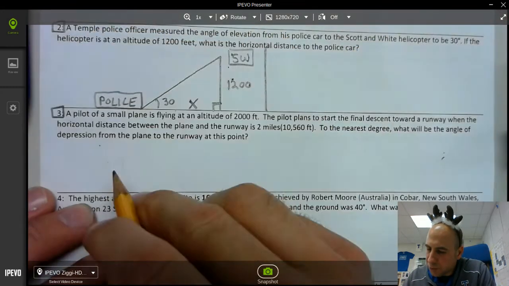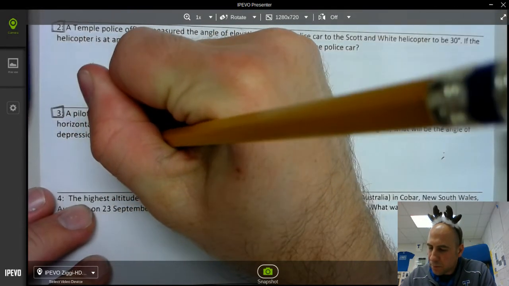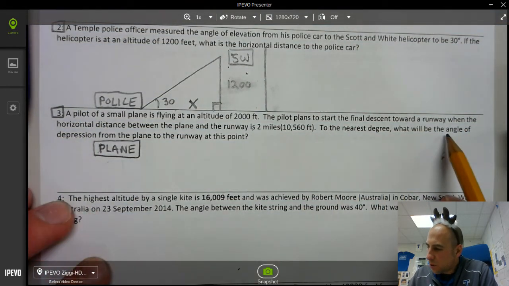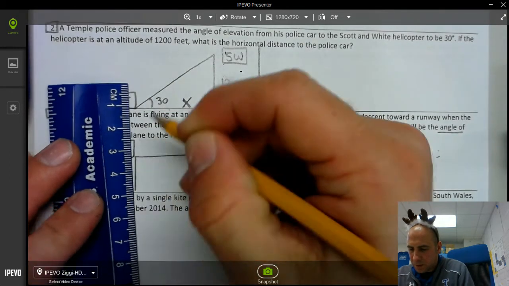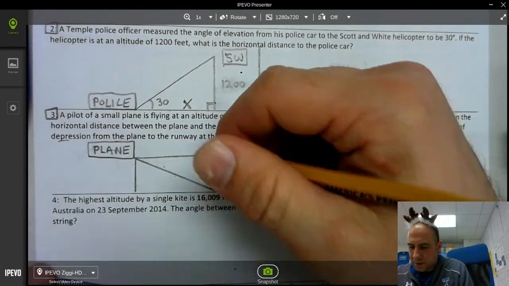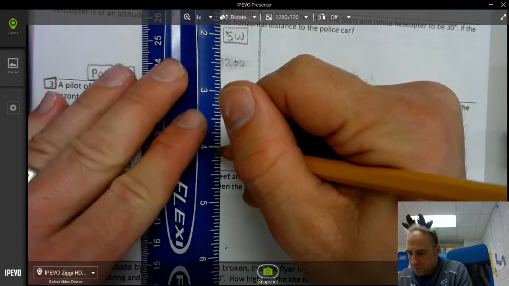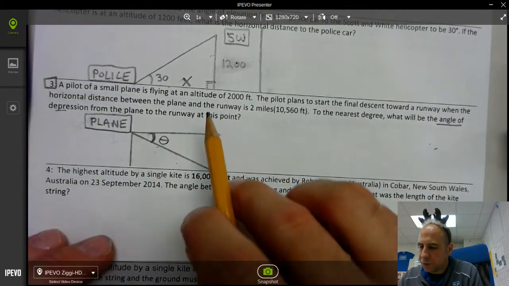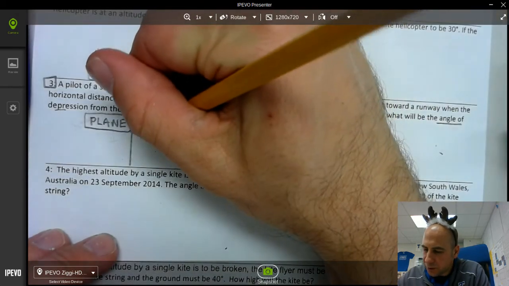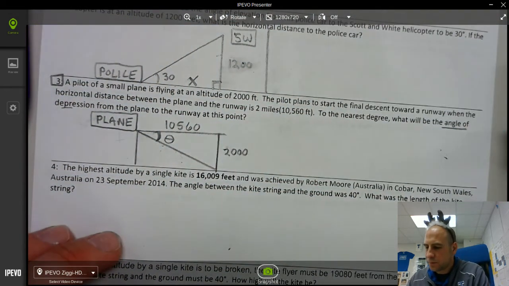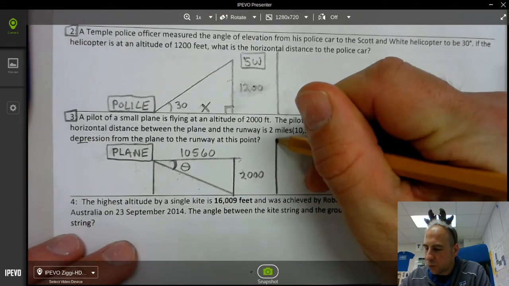All right, so we start off with a small plane. Now it's saying angle of depression, so the angle of depression is this angle. We don't know that angle, so we're going to use theta. It says the altitude of the plane is 1,200 feet, and the horizontal distance is 10,560 feet. Now this is the angle of depression correctly drawn out, and at this point you just have to decide which trig function you're going to use and then solve.